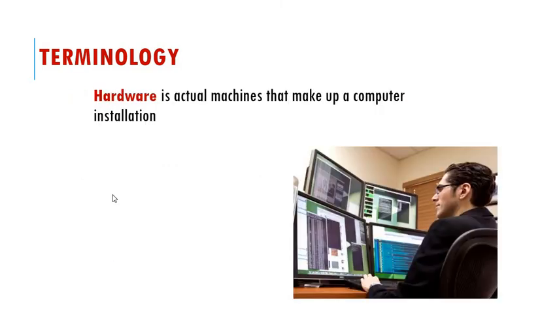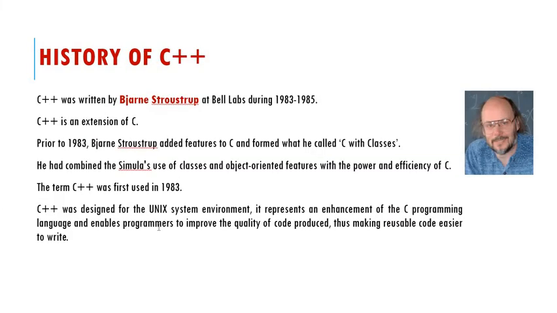The third terminology is hardware. What is hardware? Hardware is the actual machine that makes up a computer installation. So to run the software, you need hardware. This slide shows the history of C++. This is the inventor of C++, whereby C++ is an extension of the C language.